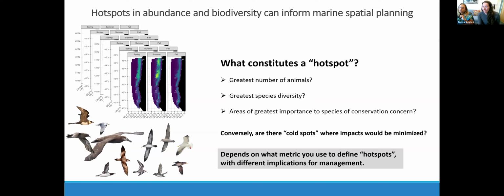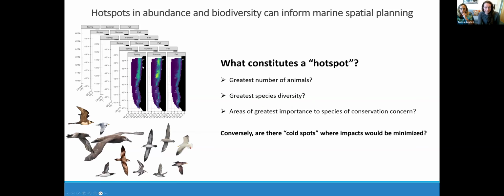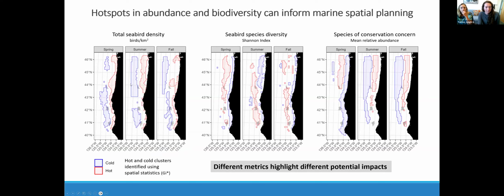Hey, Dawn, a question came in. I'm wondering if you could go to the last slide, talking about the map on the right. Do you know which species of concern would have caused the hotspot, I'm assuming in the Humboldt area?